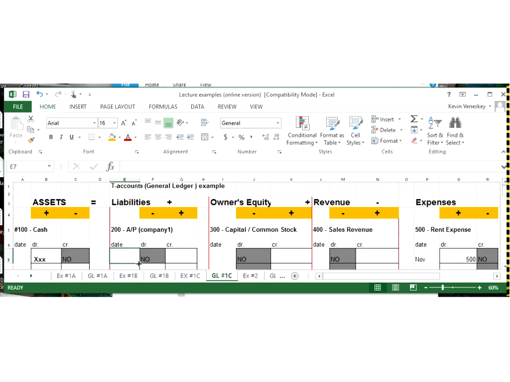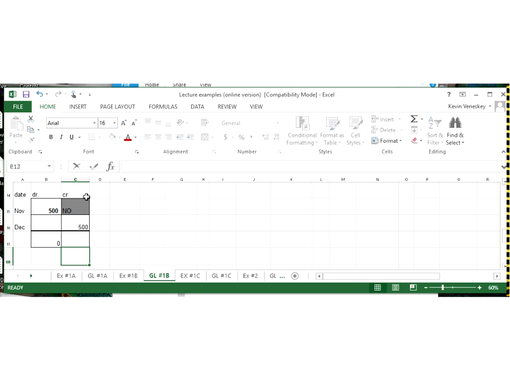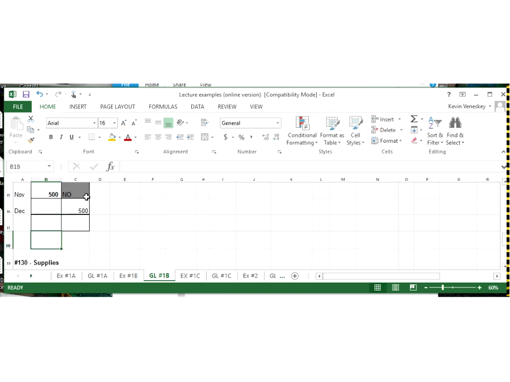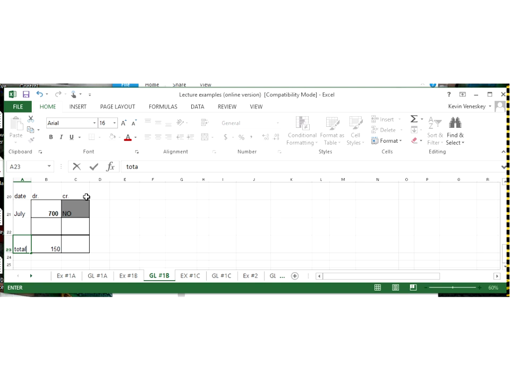Well, if I still have supplies of $150, and I started out with 700, so this is my total now. I know I have $150 left of supplies, and I started with 700. I know I had to get rid of some supplies, and I've used them now. I got the benefit of it. If I just do the simple math, I can tell that I got rid of $750 of supplies.